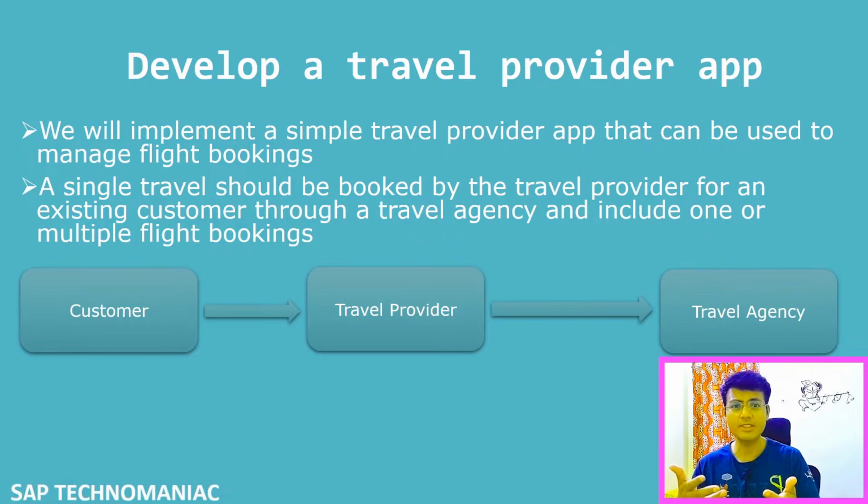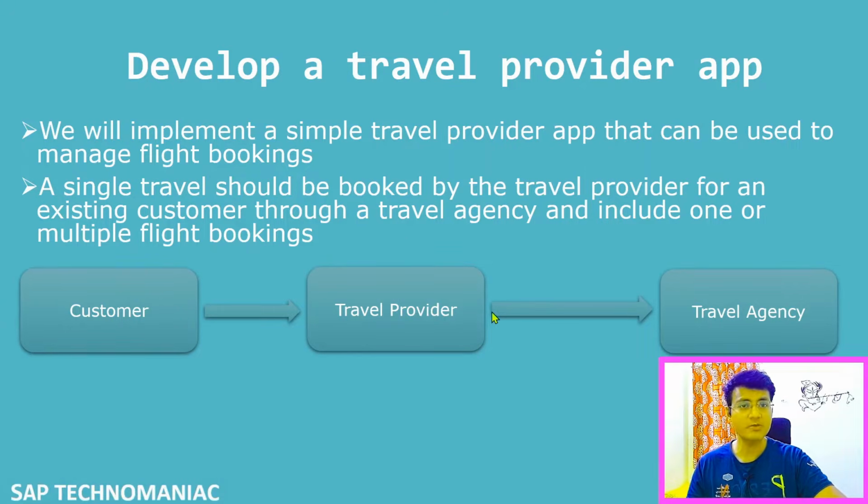In real time, for the travel provider, you can think of Make My Trip or Yatra. These are all travel providers, and the travel agencies are like American Airlines, Air India, Air Asia, Indigo, Kingfisher. These are all travel agencies. And the customer, we are acting as a customer.